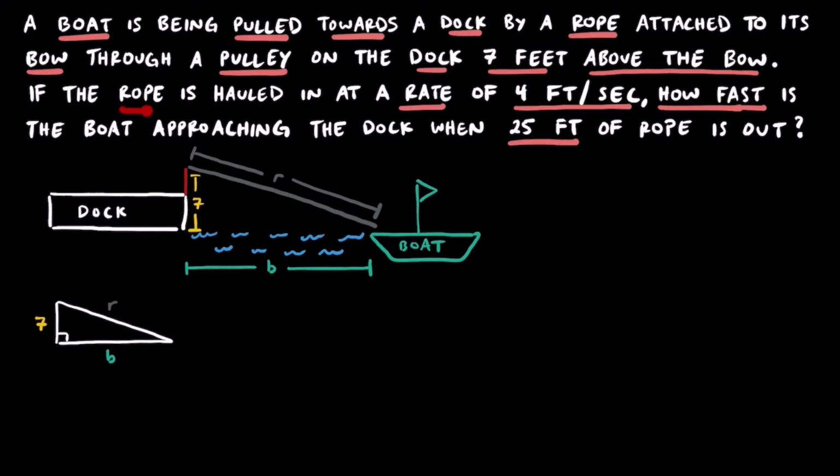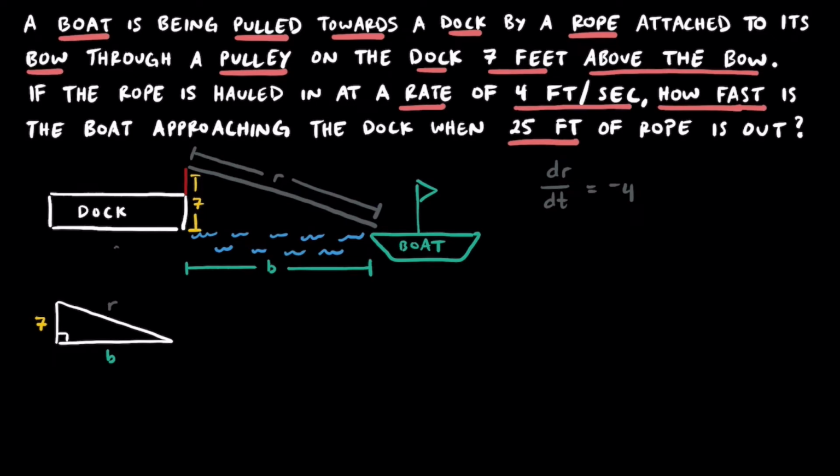Now we're told that the rope is being hauled in at a rate of 4 feet per second. So with respect to time, we do know that dr dt, the rate that the length of the rope is changing, is going to equal -4, right? As the boat's being pulled closer and closer to the dock, the rope length is going to be decreasing over time. So it's going to be a negative value.